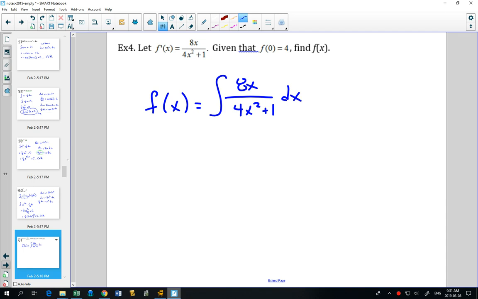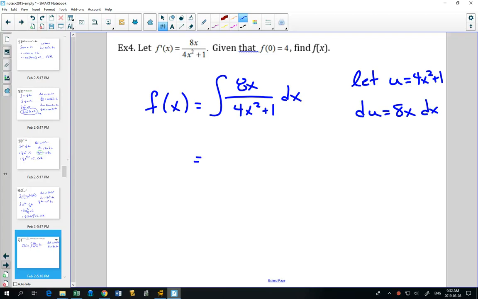Because if we have the derivative and we want to find the original function, we have to work backwards, which is integrating. Here, I'm going to let u equal 4x squared plus 1, because then du is 8x, and everything matches up perfectly. So nice of them. I guess so nice of me.